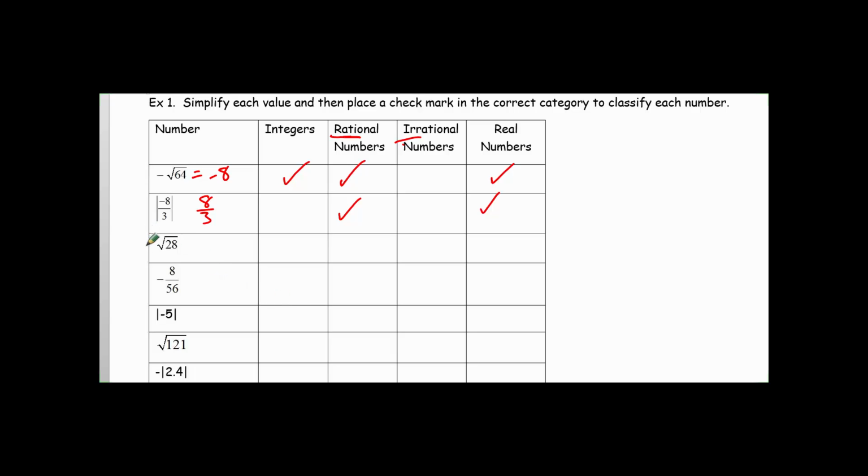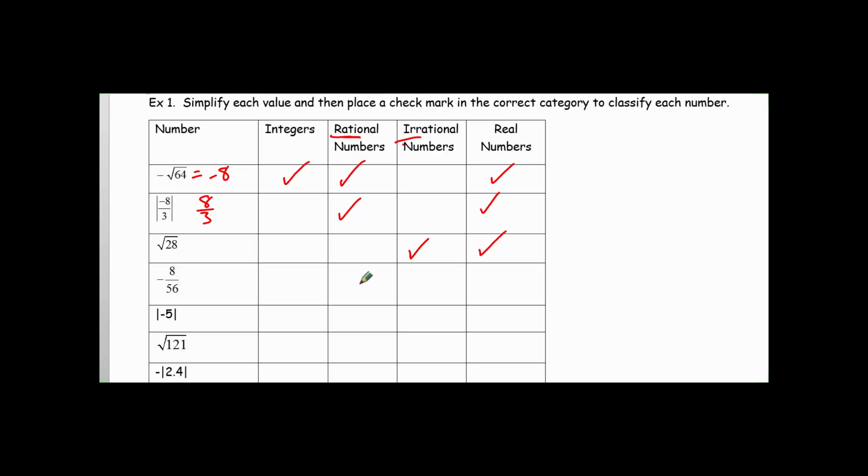How about square root of 28? Well, I don't know what the square root of 28 is. The square root of 25 is 5, and I know the square root of 36 is 6, so it's an irrational number. Unless it comes out nicely, it's going to be an irrational number. And the second you check something, you better check real.